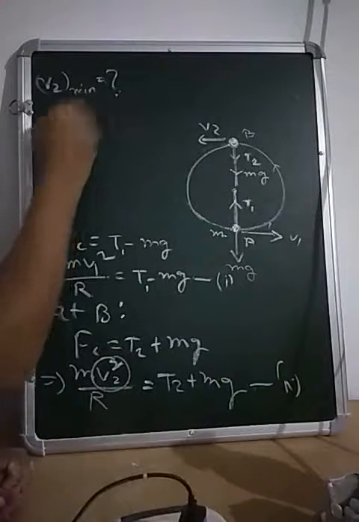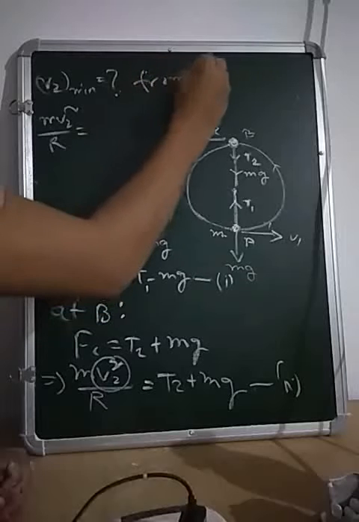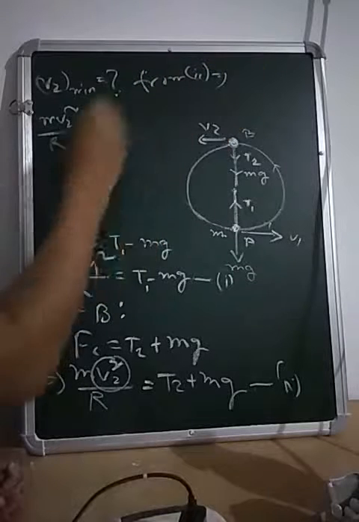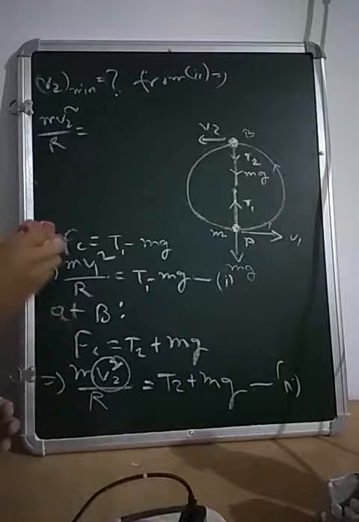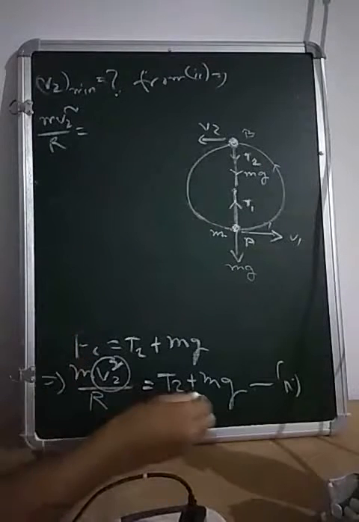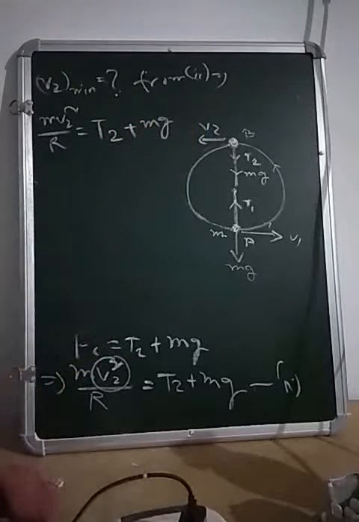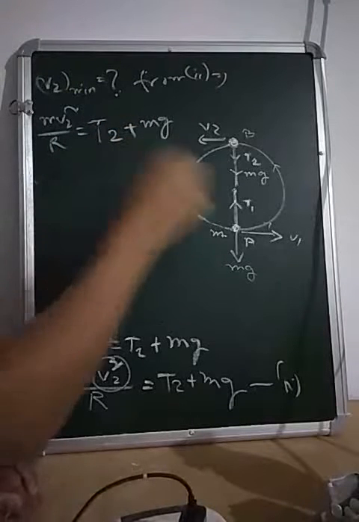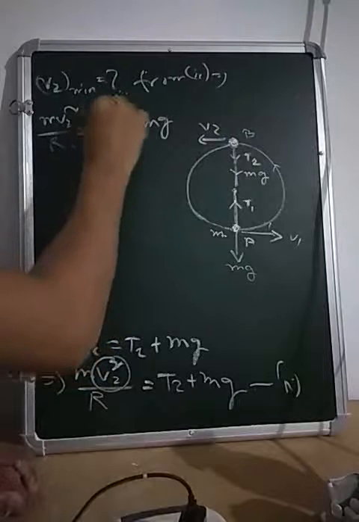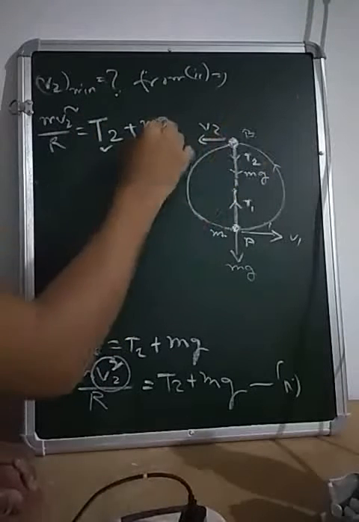So from equation 2 we have mv2 square by r equals T2 plus mg. See, at this position two forces are applied towards the center: tensional force and gravitational force.